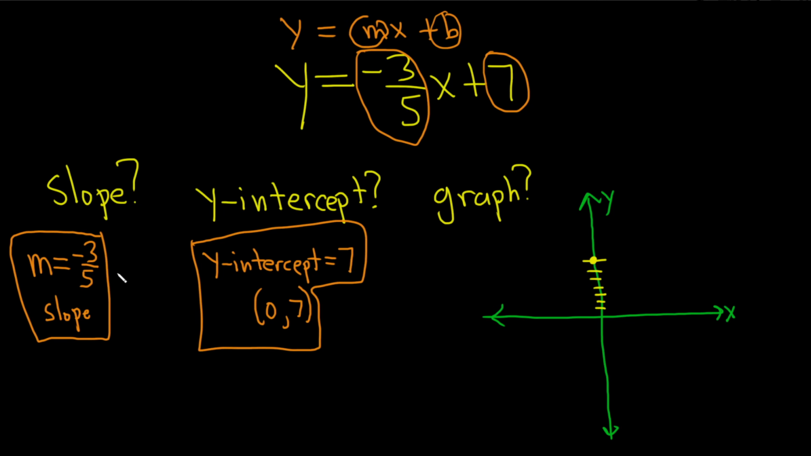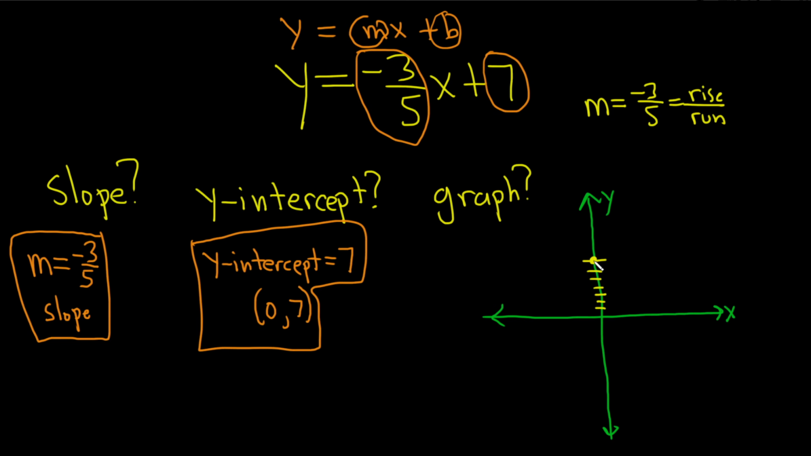And now we're going to use rise over run to do the graph because m is negative 3 over 5, that's our slope, and it's rise over run. So from our y-intercept, so we went right 0, up 7, we're going to rise negative 3 and run 5. That means we're going to go down 3 and right 5.